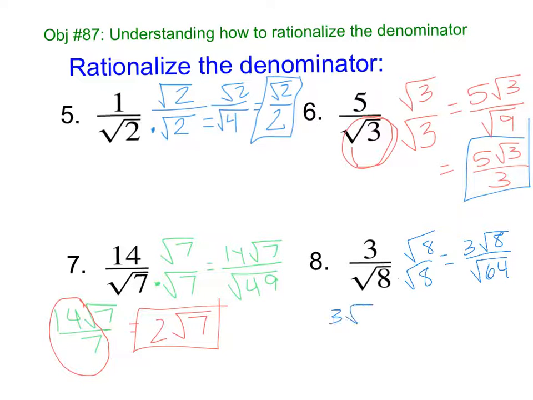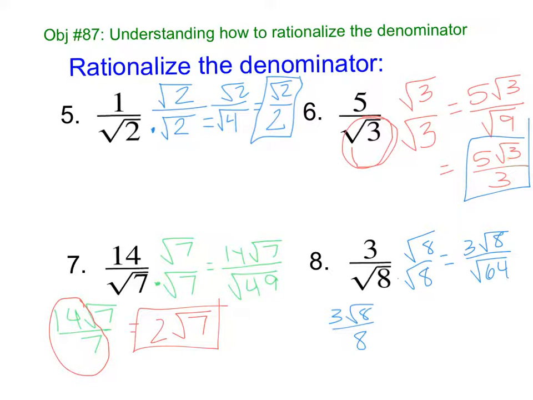3 root 8 over 8. But there's actually more to do here. Look at this really closely. What did we do earlier in the lesson? We simplified. If you look at the square root of 3, is there a perfect square that goes into the square root of 3 up here? No, it's just a 1, right?